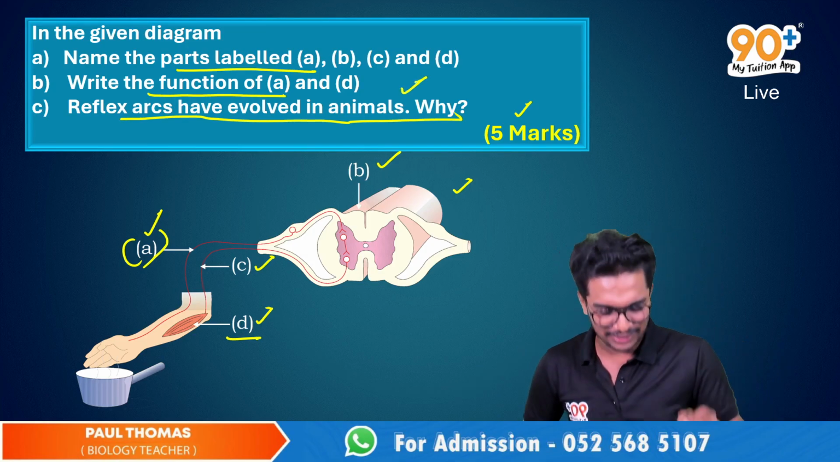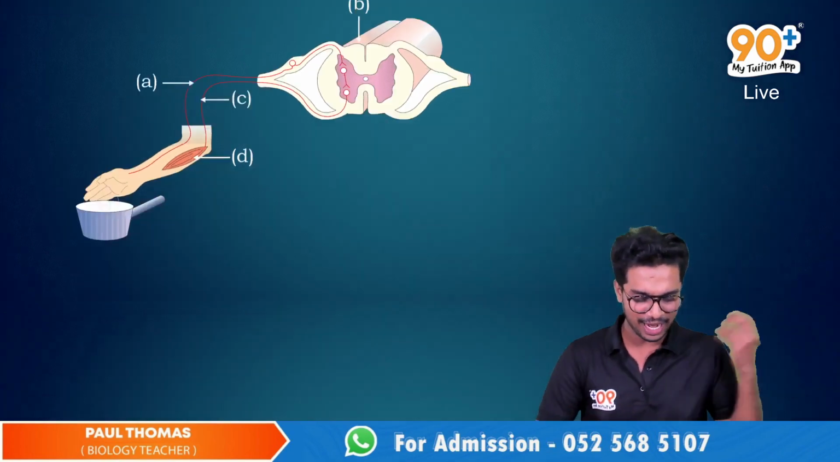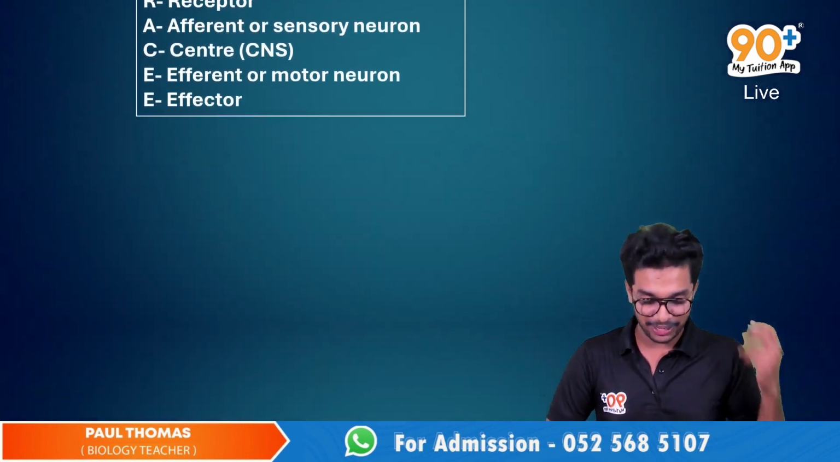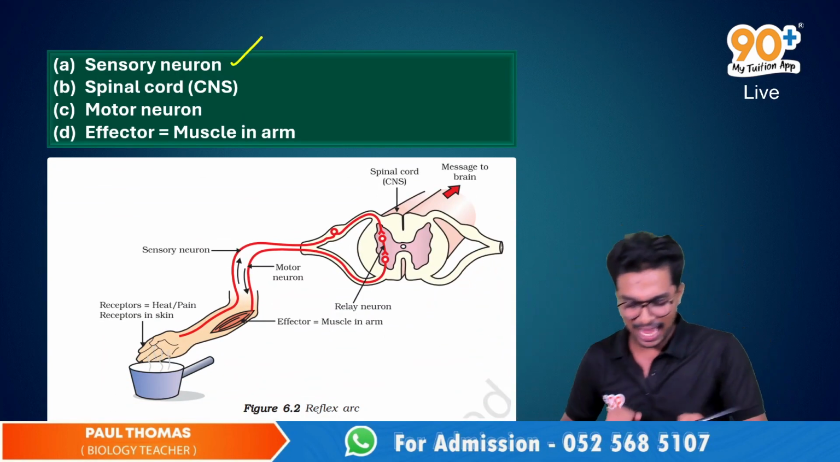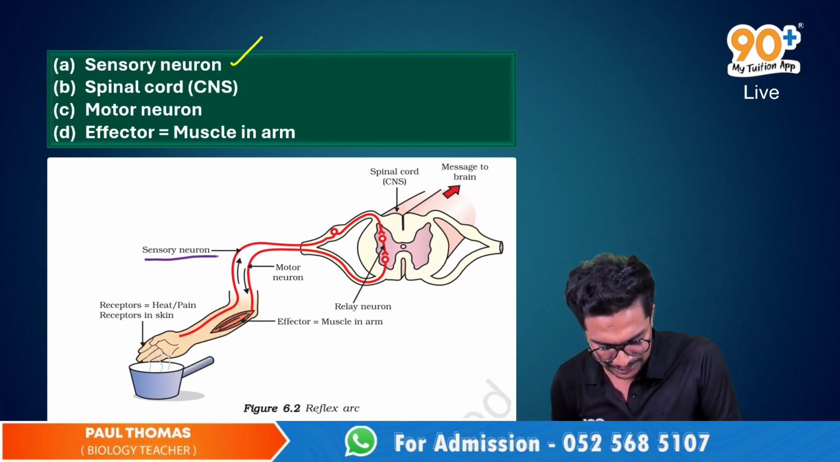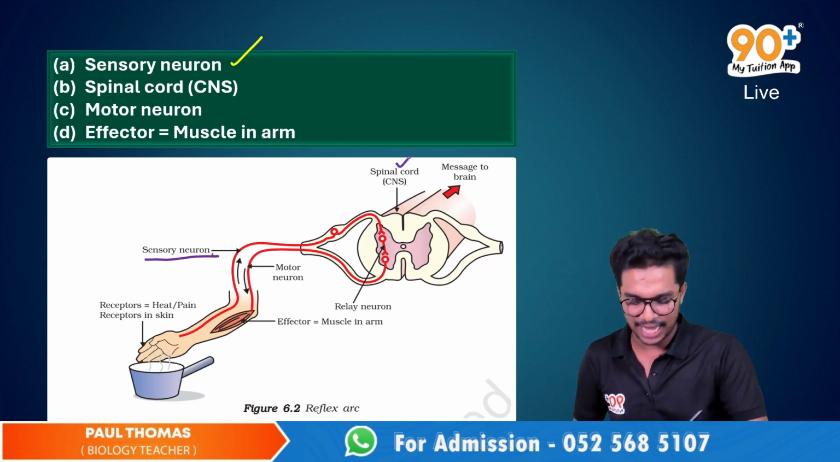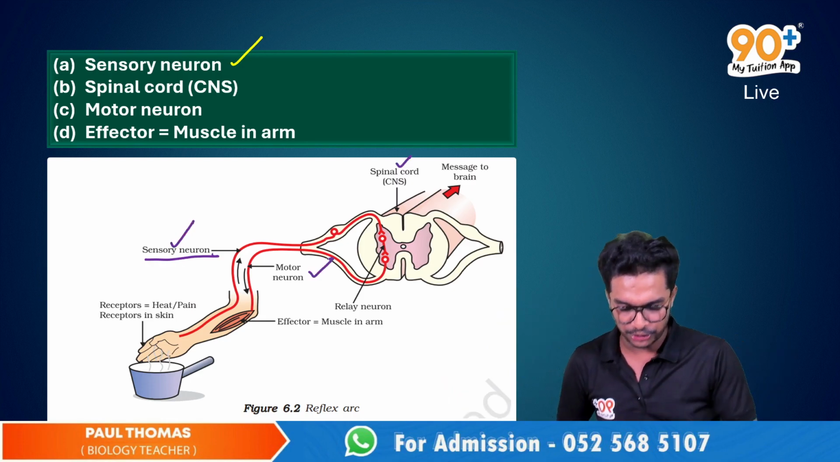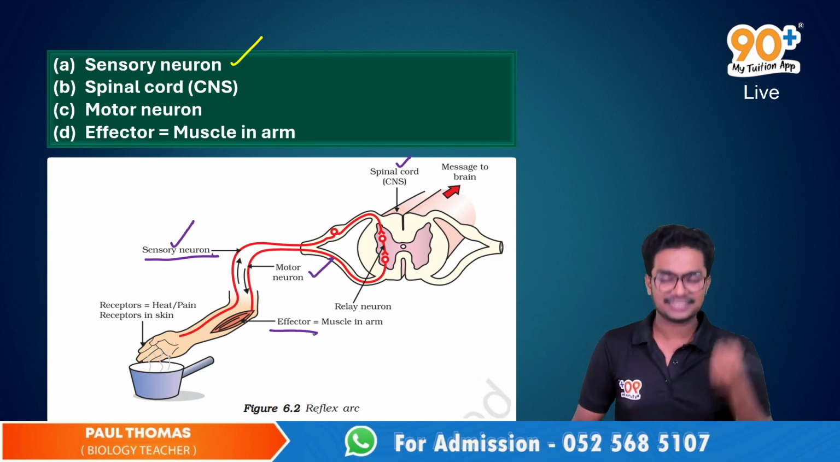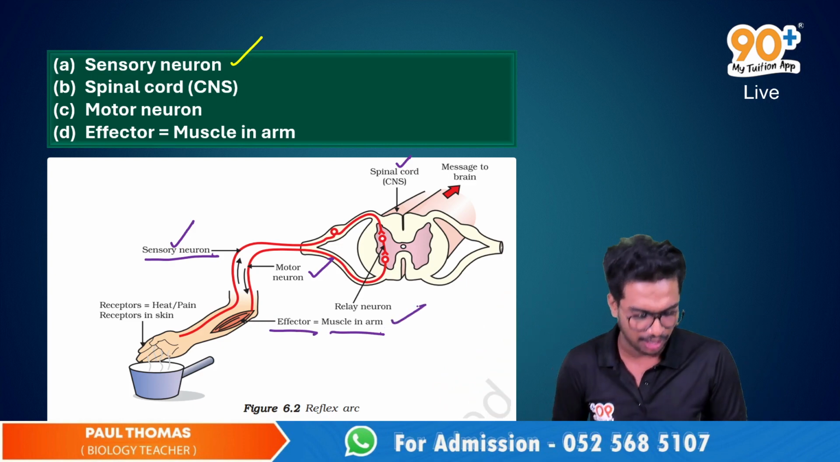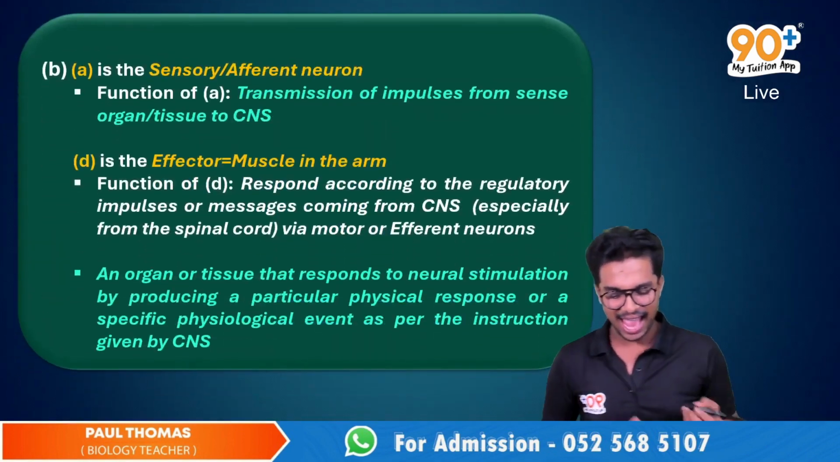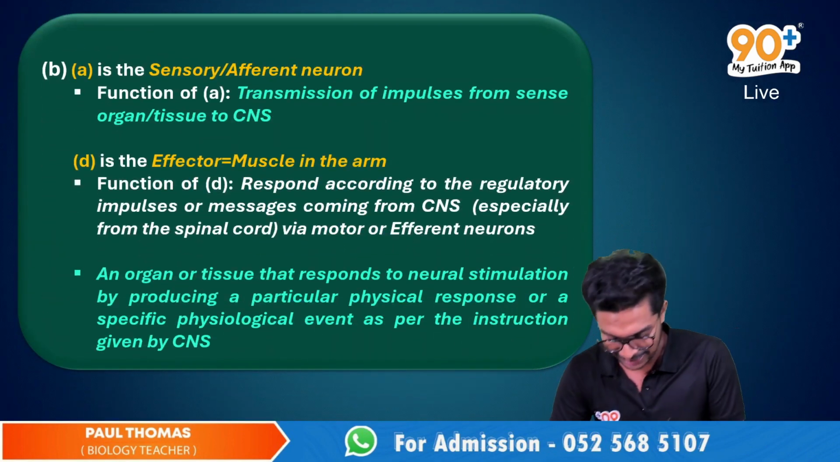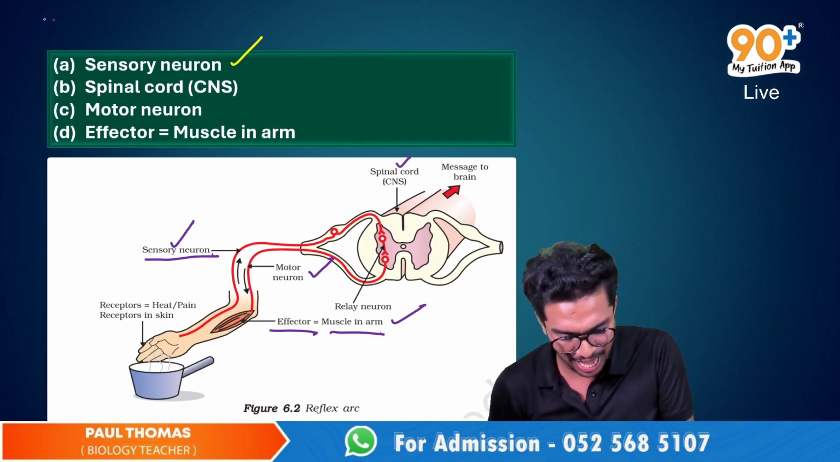The next question is why reflex arcs have evolved in animals. But now we are moving on to the discussion part, so be ready with your pen and paper, and take the screenshot as well. A represents sensory neuron and B represents spinal cord, followed by C, the motor neuron, and D, the effector. In this reflex action, the muscle in arm is functioning as an effector organ or effector tissue. We just discussed the answer to the first part of the question.